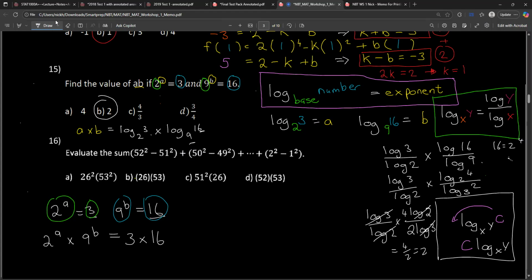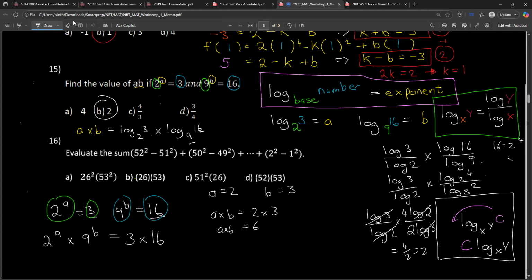Let me just explain that again. Let's say that a is equal to 2 and b is equal to 3. Then a times b is equal to 2 times 3, which is equal to 6. And we know that 2 times 3 does indeed equal 6. So a times b must equal 6.